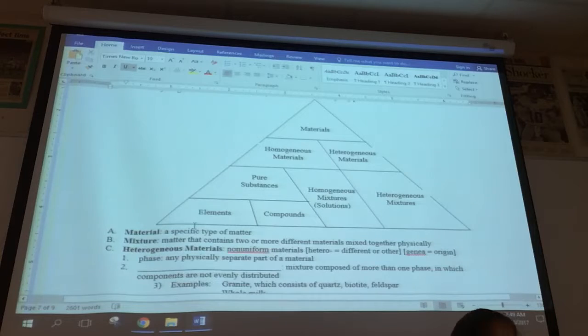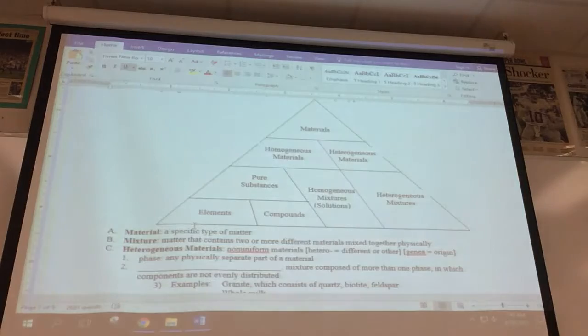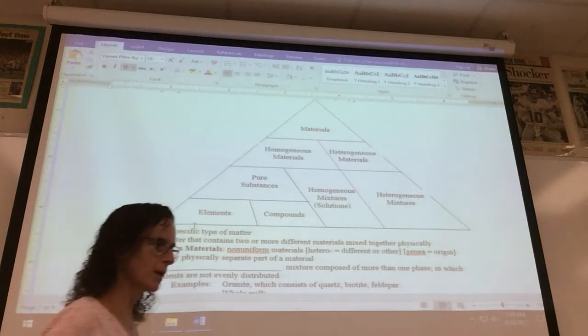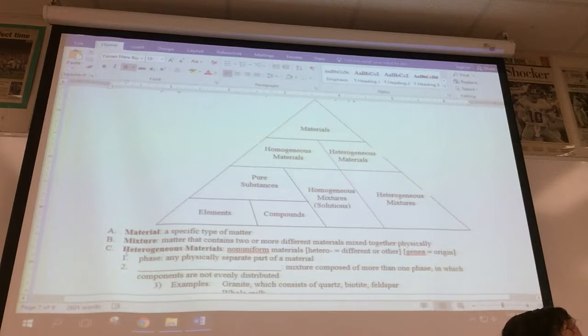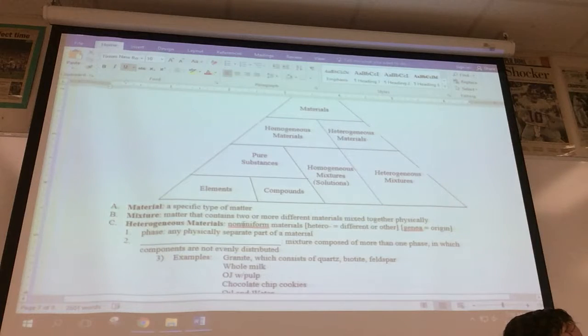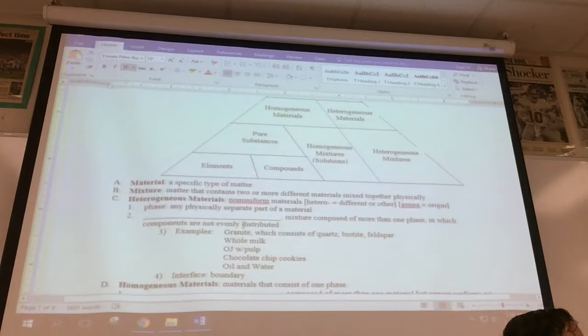When you have 2 or more different materials mixed together physically, the same way you would mix up a batch of cookie dough just by mixing, you've got a mixture. And with heterogeneous materials, focusing at this branch here, or this part of the triangle, the only type you can have are heterogeneous mixtures. These are going to be non-uniform. You can clearly see distinct layers or phases. And let me give you an example of what that might look like.